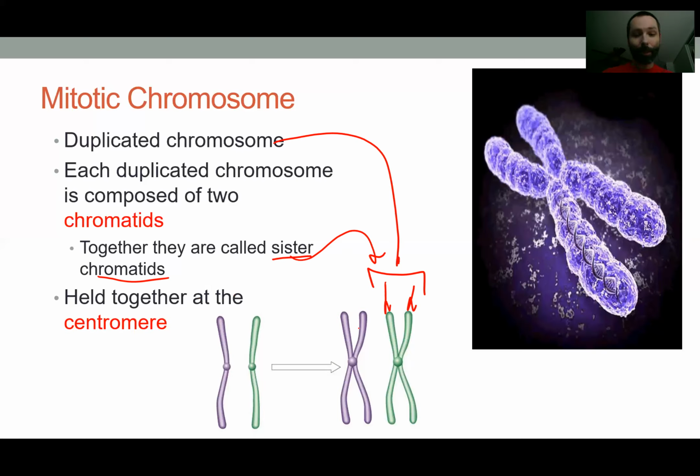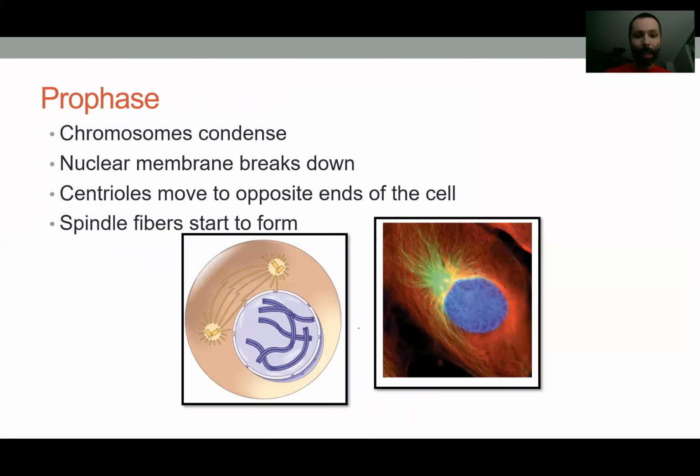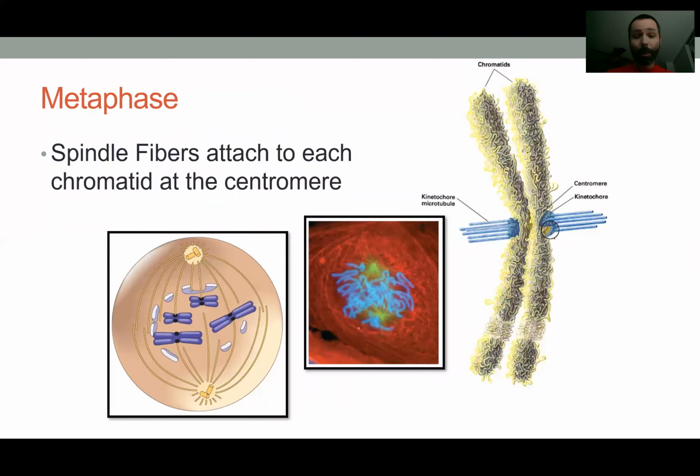So by the end of prophase, these duplicated chromosomes have condensed, and then we're ready to break down the nucleus, and you can see the centrioles move around, and we need these things called spindle fibers. Most of that kind of thing should be explained to you in a diagram or whatnot. The next phase is called metaphase. This is the most important phase in some ways.